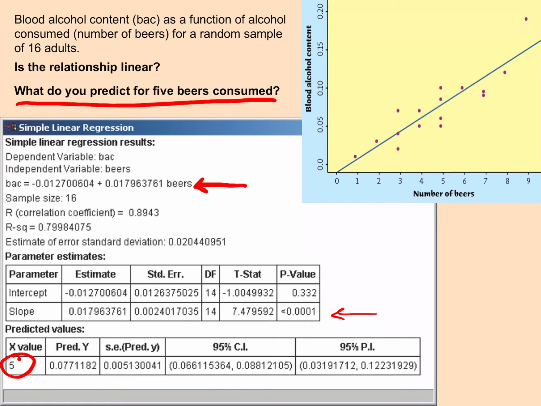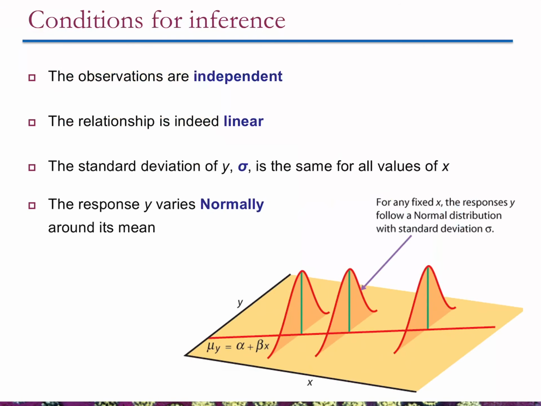Now, what about an individual measurement of 5 beers? For one person who consumed 5 beers, we're 95% certain that that individual value would fall between 0.03 and 0.12 blood alcohol content. Okay, so a wider prediction interval, a narrower confidence interval. Again, individual value for prediction interval, sample average for confidence interval.